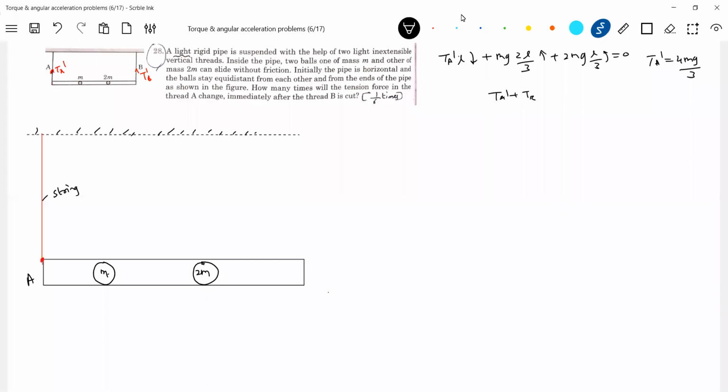Check it. Definitely the answers will be different. So TA dash is not equal to TB dash. Okay, anyway, just an idea is needed like this. I'm going to cut this particular string.